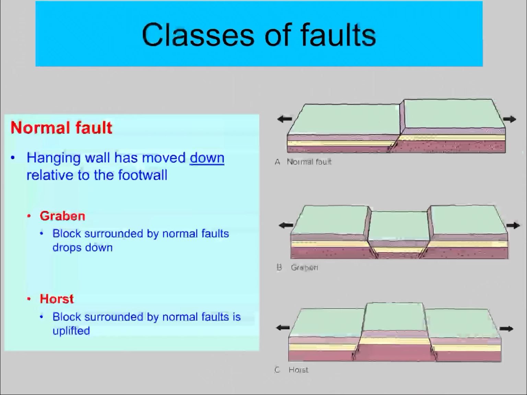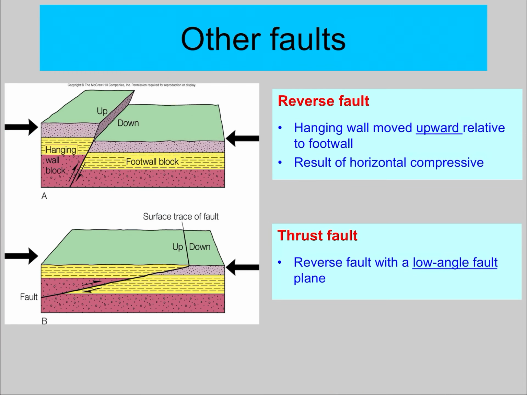Another option is a horst, and on the horst, we're still pulling apart the rocks, but instead of the middle piece falling down, the two pieces on the side fall down relative to the footwall and produce a higher area. So the graben produces a valley or a basin, and the horst produces a dome or a slight mountain. I can call it a big mountain.